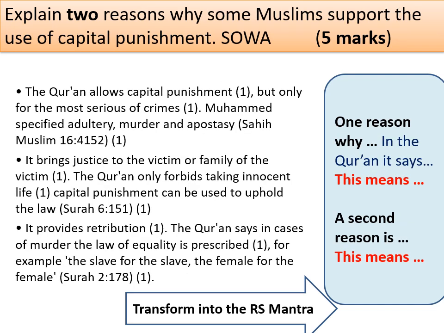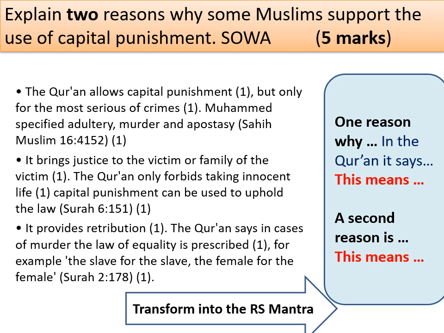Okay, so two reasons why some Muslims support the use of capital punishment. This is a nice question because it should put you in mind of a possible 12-mark question, which could be something like, all Muslims should support the use of capital punishment. And in order to be prepared for that kind of 12-marker, you should know at least two reasons why some would support capital punishment and two reasons why some would not. So make sure you could do both sides. That's one of these 5-markers that you can easily see converted into a 12-marker.